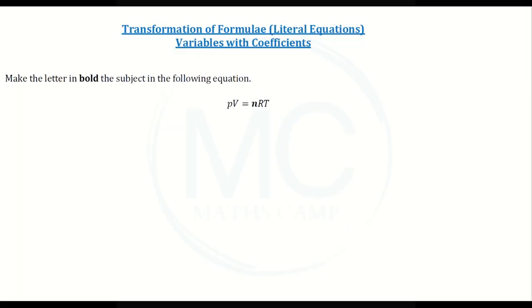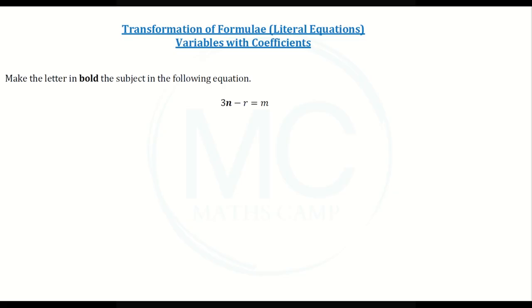Let's do another one. PV is equal to n multiplied by RT. Again, we have multiplication, so now we can divide. I'm going to divide by RT on this side, and by R and T on this side. On the right-hand side, the R's will cancel, and the T will cancel, and we're left with n on this side. On the left-hand side, we have PV over RT, and n is now the subject.